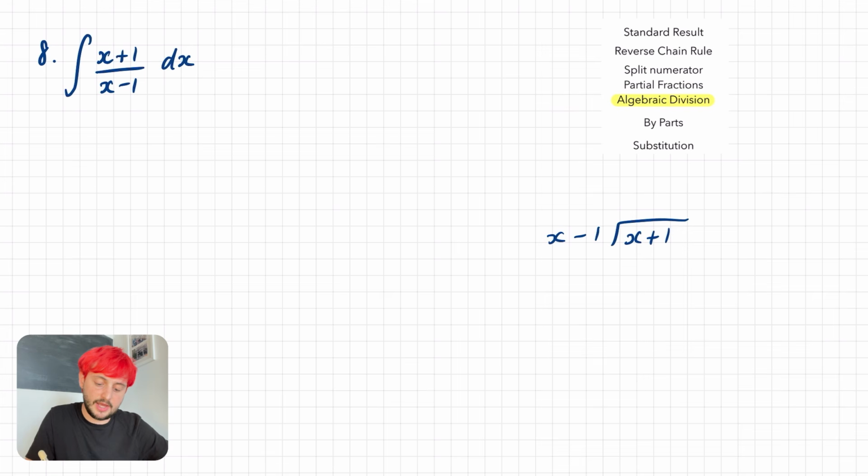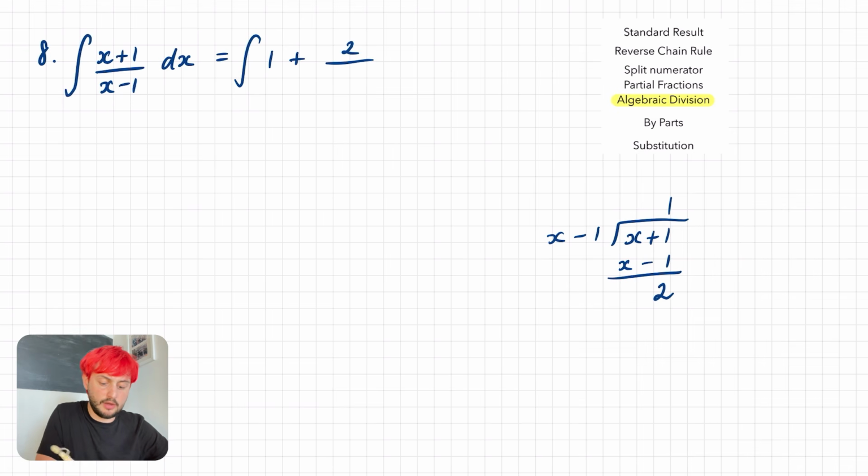Well, x divided by x is just going to give me 1, so let's multiply that. So that's x minus 1. When I subtract these, I have 1 minus minus 1, which is just 2. So this is the same as 1 whole 1, which came from this bit up here, and a remainder of 2. Now, the remainder of positive 2 is going to be over x minus 1, like this.